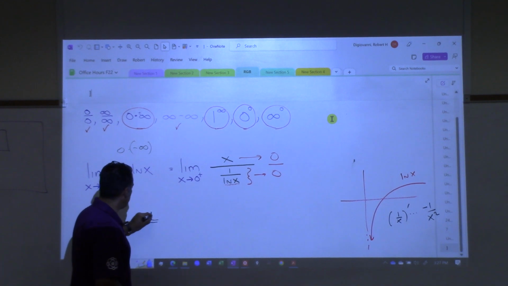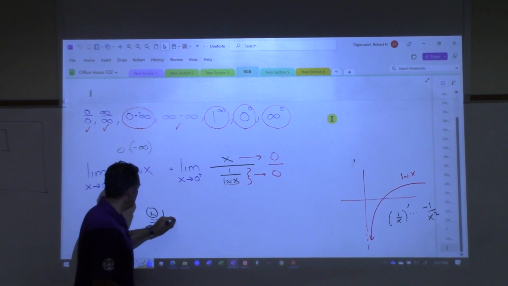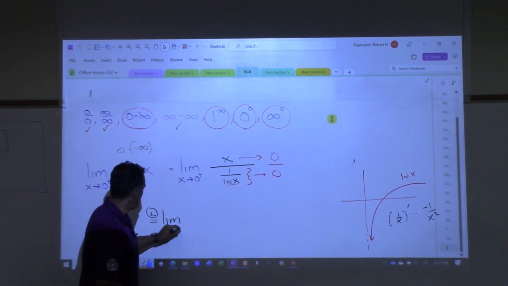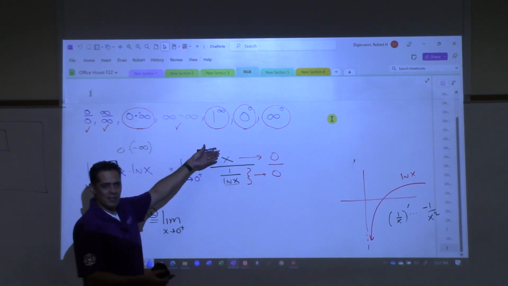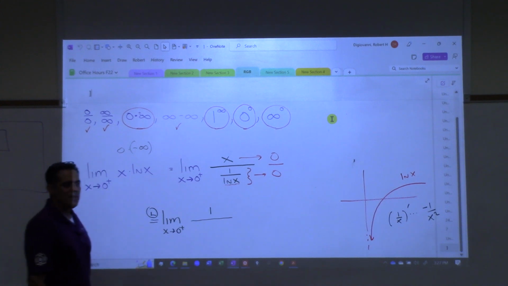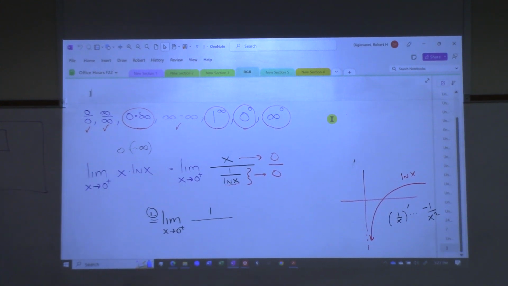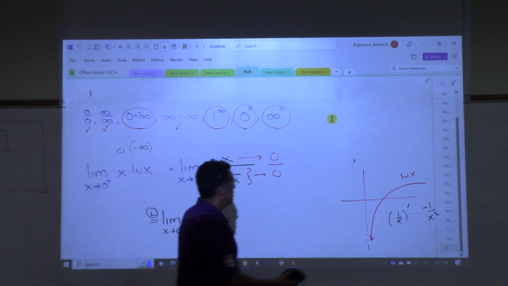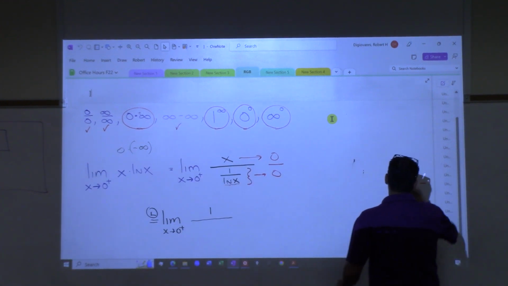So let's try L'Hopital, and you're going to see this is going to suck here in just a second. Limit as x goes to 0 from the right. The derivative of the top is clean, right? What's the derivative of x? 1. But the bottom is not clean because it's a quotient. That's 1 over natural log of x, right? Not just natural log, it's 1 over natural log. So how do you take the derivative of 1 over natural log? You have to make a decision how you want to do it.